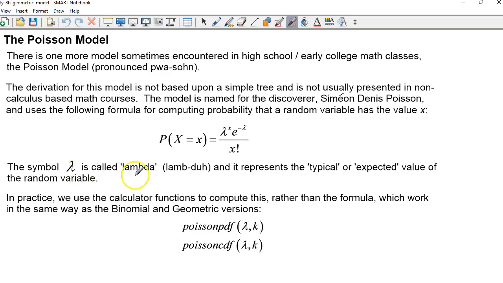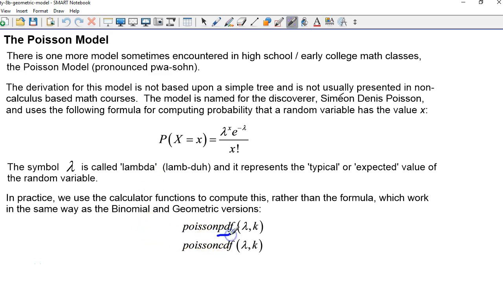The symbol lambda represents the lowercase l in the Greek alphabet, and what it represents here is the typical or the expected value of the random variable. So the most likely value, if you want to think of it that way. In practice, of course, we just use calculator functions to compute this rather than the formula, and the functions work the same way as the binomial and geometric versions.